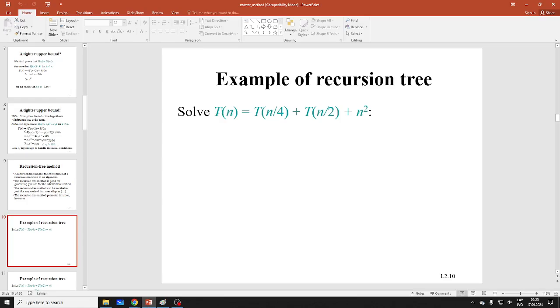So basically, we have this recurrence. What does it mean? We have a size, n. Let's say it's 100, right? So for each problem, we start with problem size 100. We're going to solve the problem for size 25 and for size 50, but that's not all. Also, we're going to do 100 squared, 10,000 units of work, right? At that particular time.